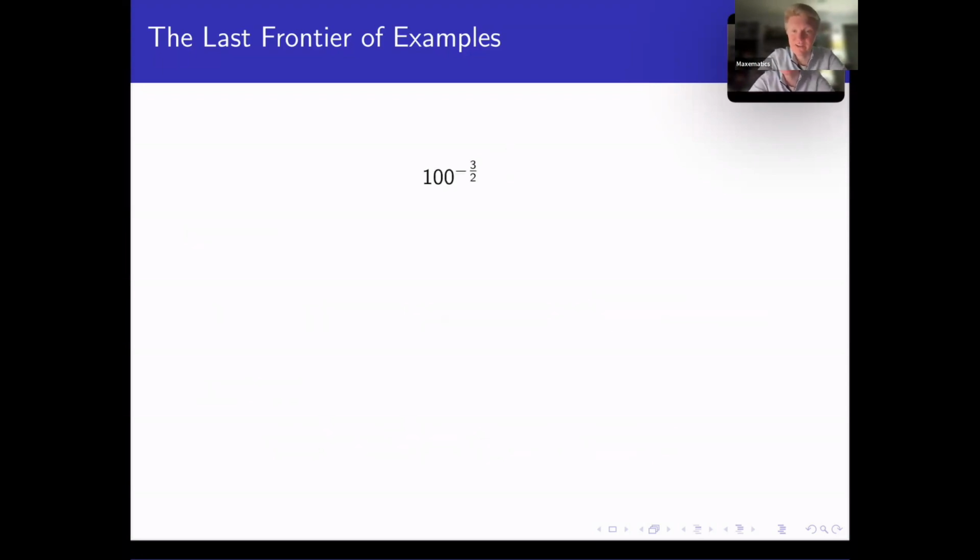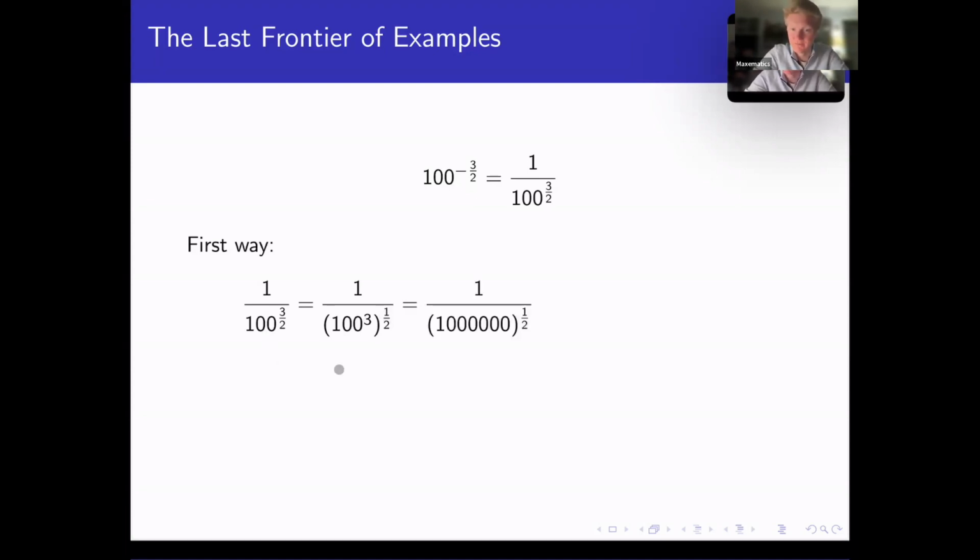Okay, 100 to the negative 3/2. Well, again, from P2, what do we do with negative exponents? We drop them to the denominator. Okay, first way says do 100 cubed and then do to the 1/2 power. 100 cubed is 1 million. 1 million to the 1/2 says square root of 1 million. And square root of 1 million would be 1,000.